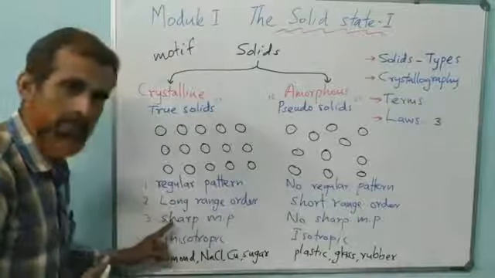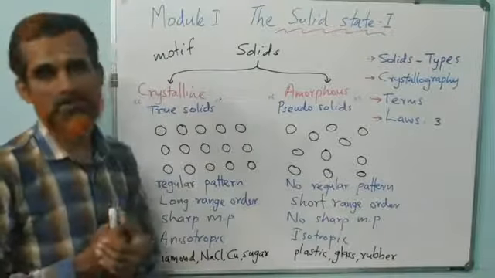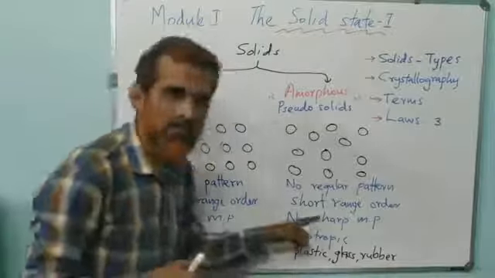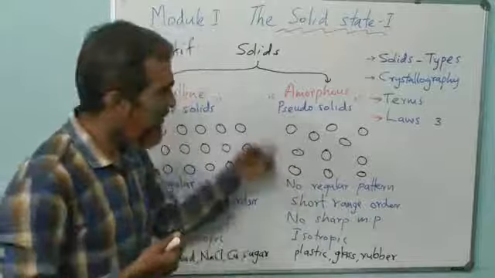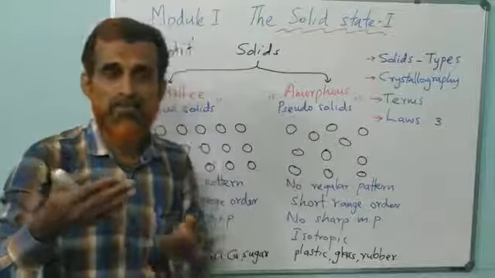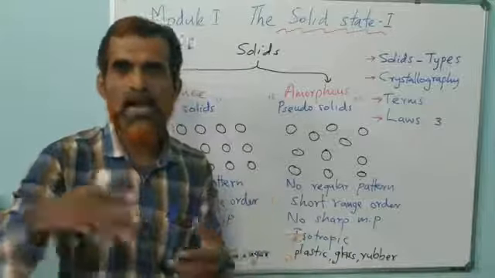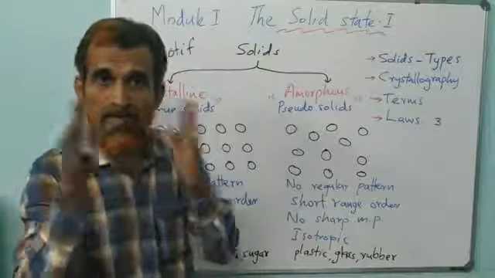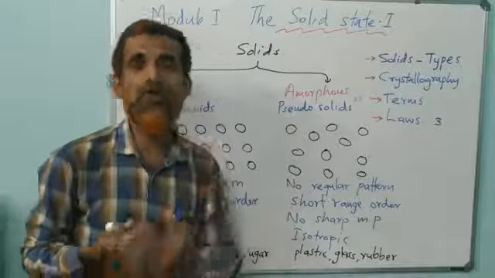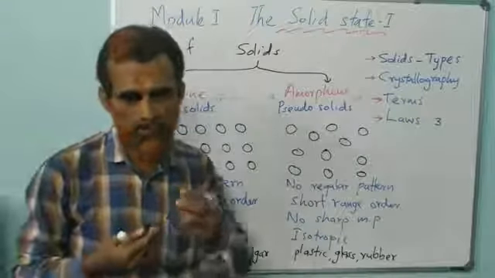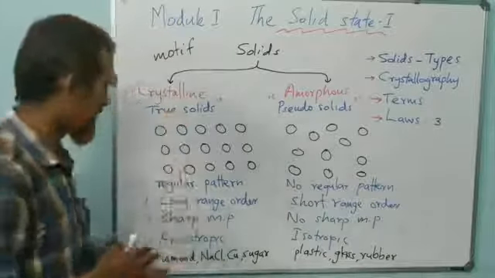Third point is very important. Crystalline solids have got sharp melting point. Whereas in amorphous, there is no sharp melting point. Rather, amorphous solids on heating, it will melt over a range of temperature. First they soften and then melts over a range of temperature. A good example is you can see plastic. When you heat plastic, it slowly softens and melts over a little wide range of temperature.